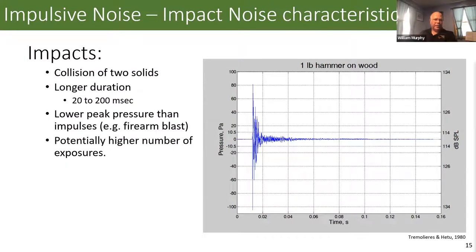This is now an impact, in this case a 1 pound hammer striking a piece of wood. There is a period of time that the wood is ringing, that the hammer may be ringing, depending on what you've hit. And in this case it takes about 20 milliseconds to decay from the peak level, which I guess is minus 110 or 105 in this case. And then when you look at the minus 10.5, that's the point where we're talking about something called the B duration.